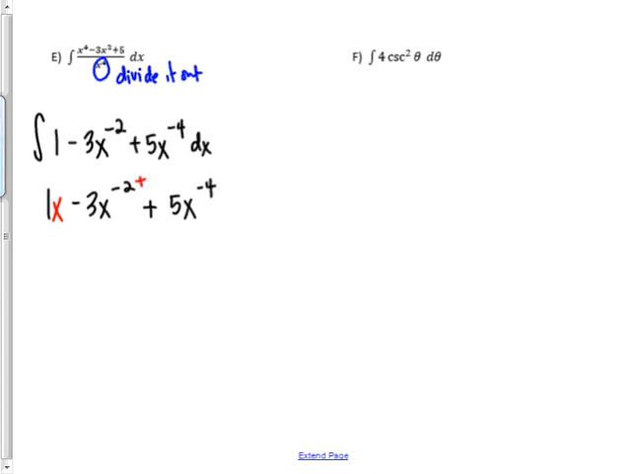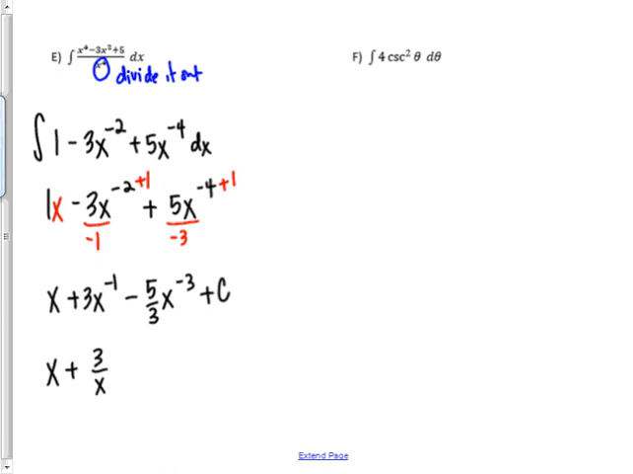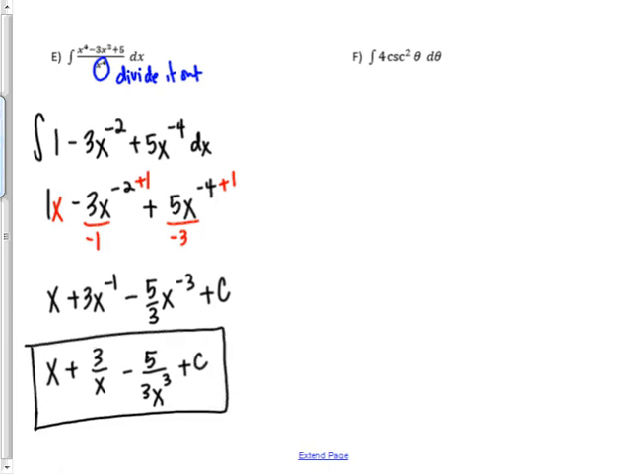Here, add 1 to it, divide by the new power, and here, add 1 to it, divide by the new power. All right, so I get 1x, and that's going to be plus 3x to the negative 1 minus 5/3 x to the negative 3. But now we don't want to leave these answers with these negative exponents. We want to make sure that you fix those. So this one would be 3 over x minus 5 over 3x cubed plus c. Rewrite any negative exponents. Don't leave those for me in the answer.